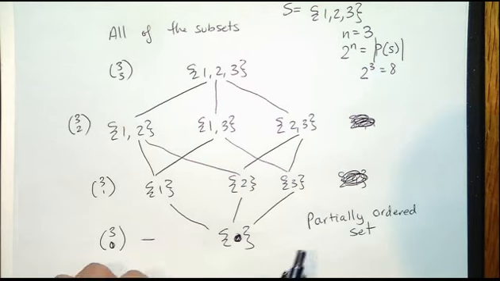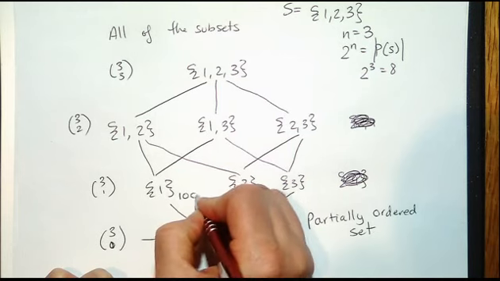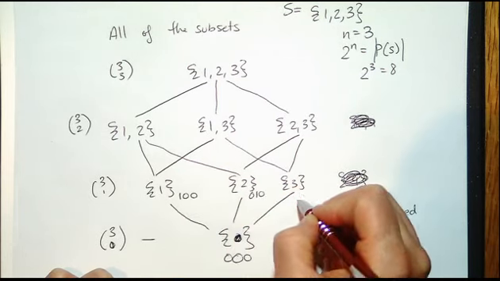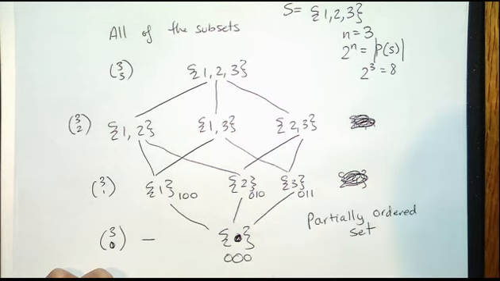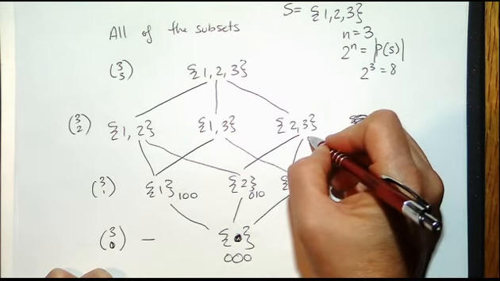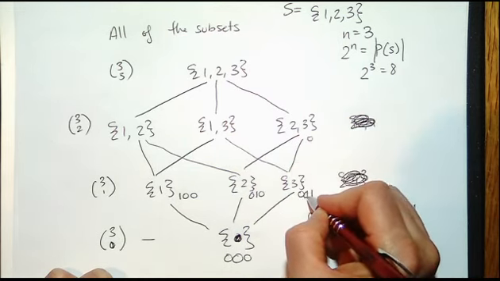So if I represent each of these with a string of zeros if an element's not there, and a 1 if it is there, I'm just drawing the bit string. Sorry, that's a 0 right there.